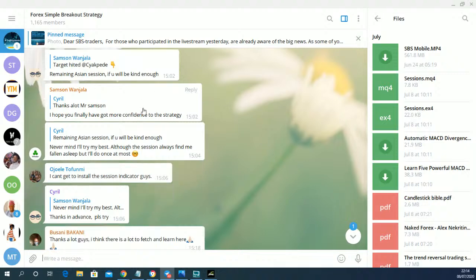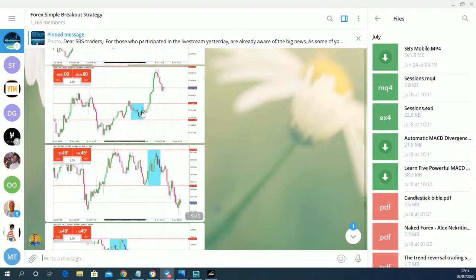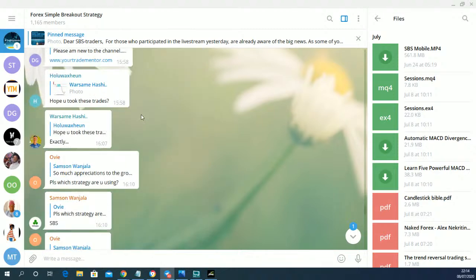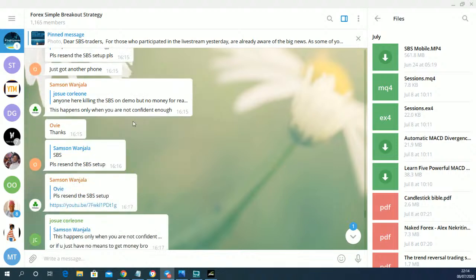Telegram is fantastic because we have a lot of people here with a lot of experience. So we are all still here as well.